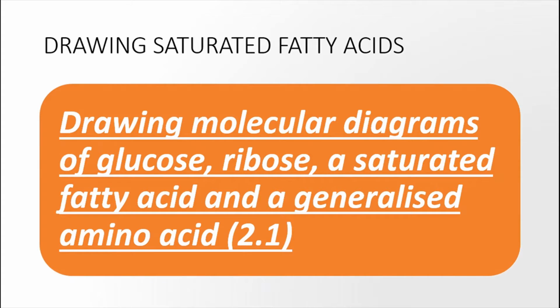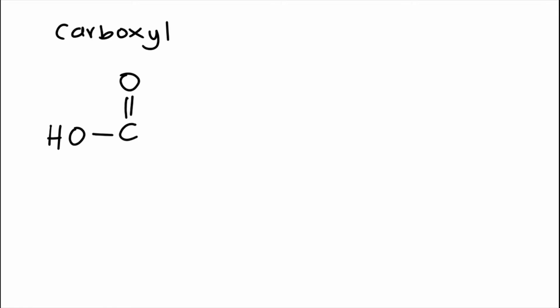Now, in our last video, we learned how to draw glucose, and another thing that we need to learn how to draw is a saturated fatty acid. So a fatty acid in which there are no double bonds between our carbons, and it is a very straightforward process. We start by drawing a carboxyl, and if you are a chemistry student, you know that this refers to where we have a carbon that is double bonded to an oxygen and single bonded to a hydroxyl, or to an OH. So we start by drawing our carboxyl when we want to draw a fatty acid.